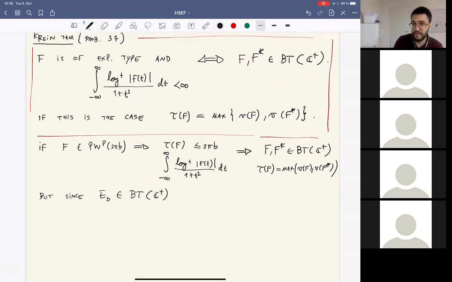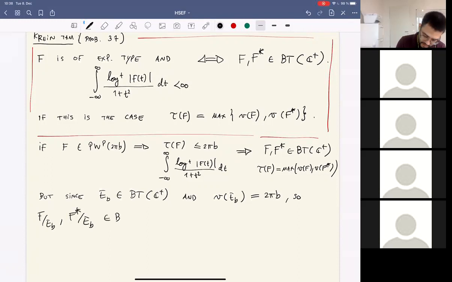So therefore, if I divide f by this function, it's still of bounded type, and we can measure the mean type, but the mean type of this function is 2 pi b. Okay. So then f over E_B, f star over E_B, are both of bounded type, because a quotient of functions of bounded type is of bounded type. And you can compute its mean type. And that would be the mean type of the difference.